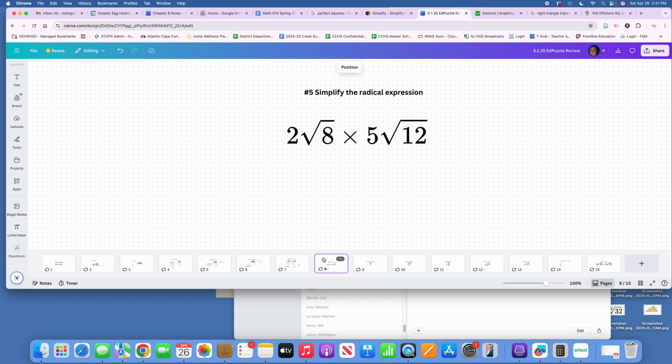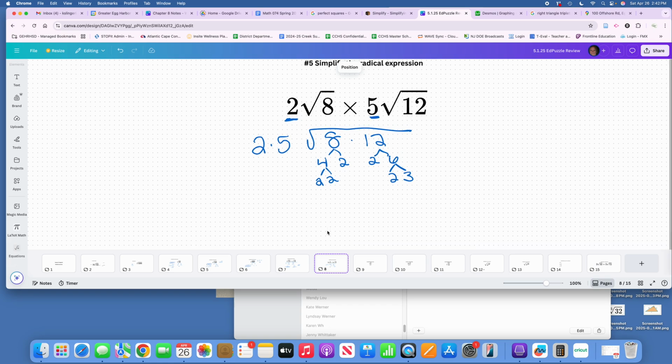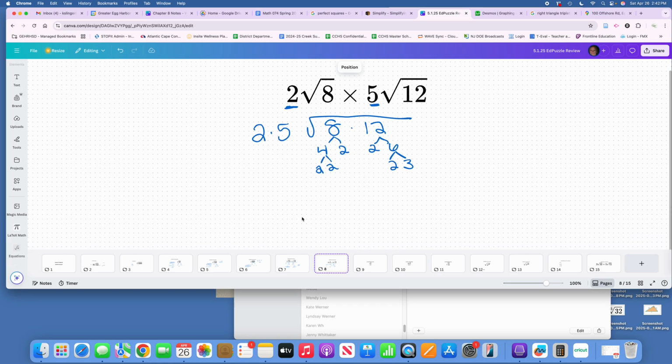Okay, again, we're multiplying, but this time I'm going to do things a little differently. I'm going to take the coefficients and write those first on the outside, and then I'm going to put what's under the radical on the inside. Okay, then I'm going to break down my 8 to 4 and 2. I'm going to break down the 4 to 2 and 2. I'm going to break down the 12 to 2 and 6, and I'm going to break down the 6 to 2 and 3.